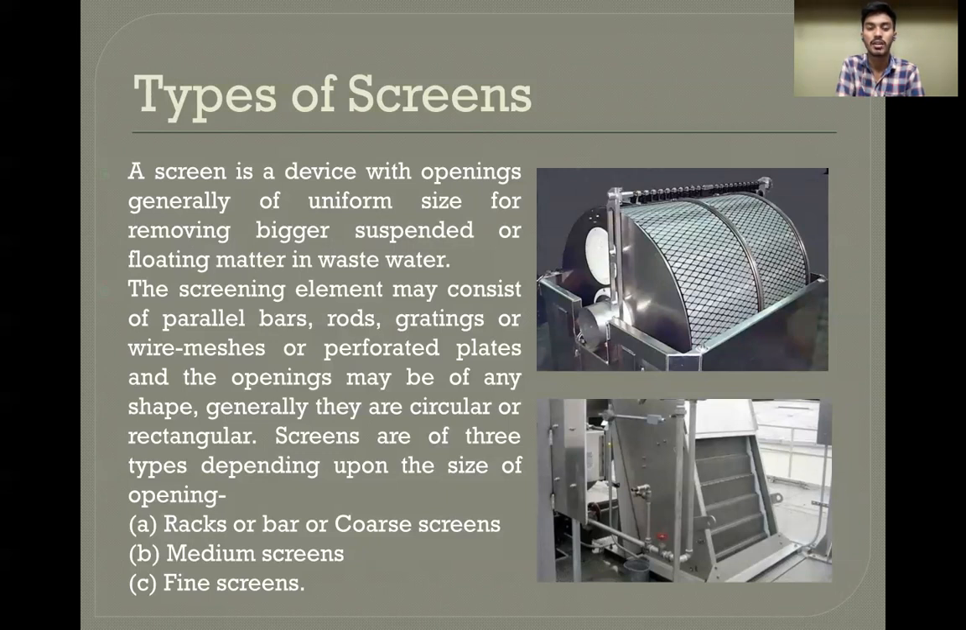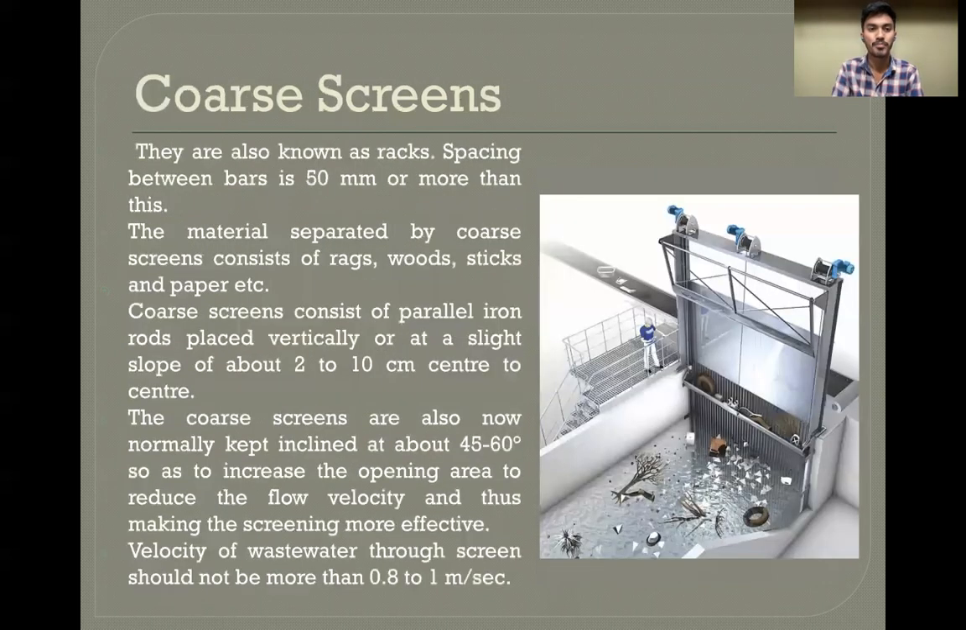Screens are of three types, majorly depending on the size of the opening: A. Racks or bar or coarse screens, B. Medium screens, and C. Fine screens. Coarse screens. Coarse screens can be defined as racks. Spacing between bars is 50 millimeters or more than 50 millimeters.